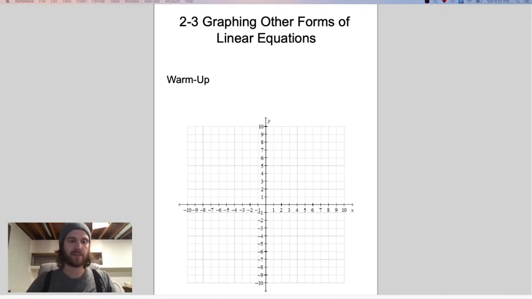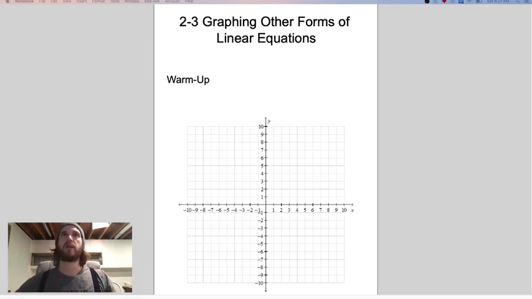We're going to be expanding on what we learned with graphing linear equations with this video, where we're going to learn a couple other ways that you can graph linear equations that are not in slope-intercept form.